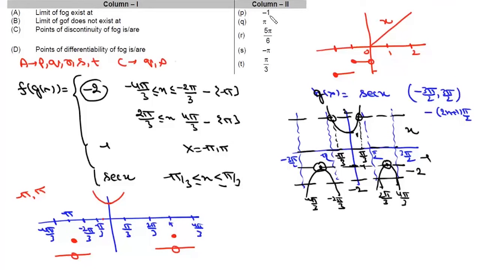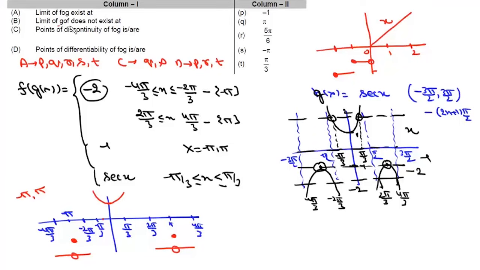Now points of differentiability of f of g(x). Now at minus 1 it will be differentiable. So for d we have p. At pi it is not differentiable. At 5 pi by 6 it will be differentiable, so it will be this pr. At minus pi it is not differentiable. At pi by 3 we just have to check its left hand derivative, and the left hand derivative for this function will exist. So it will be this p, r and t.